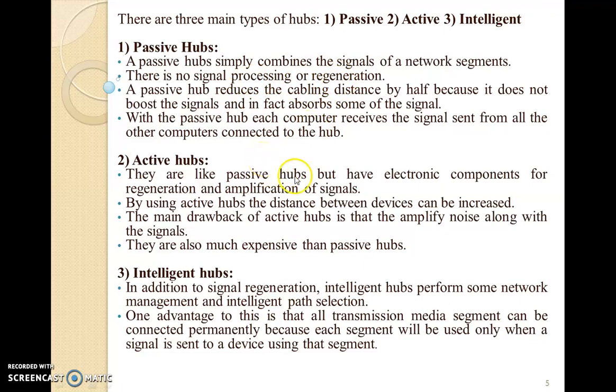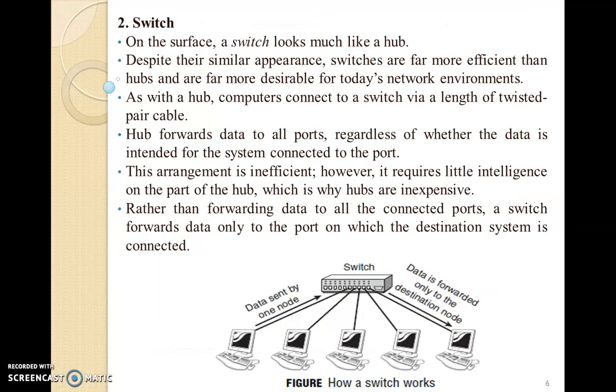But the third one, the intelligent hub, performs not only the task of regeneration, it is called an intelligent hub because it can perform the task of traffic control, or traffic management also, and that is why the path selection task is performed by the intelligent hub. More detail you can read in those slides. I am just giving you the basic concepts of basic networking devices. Extra information is available on your slides.